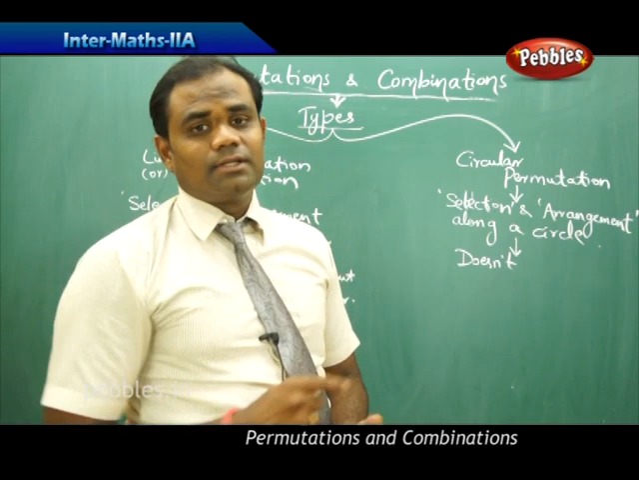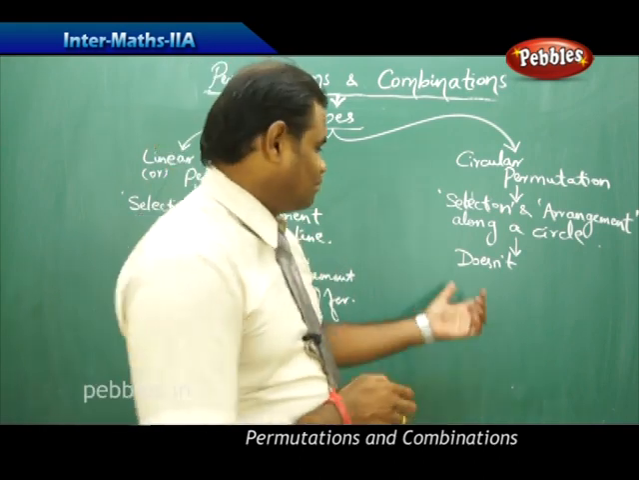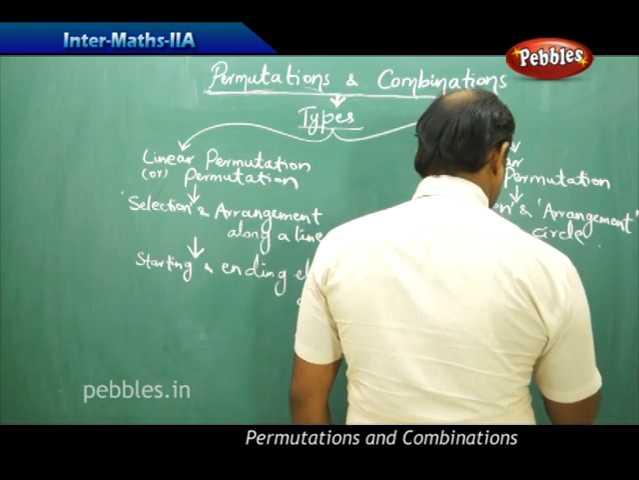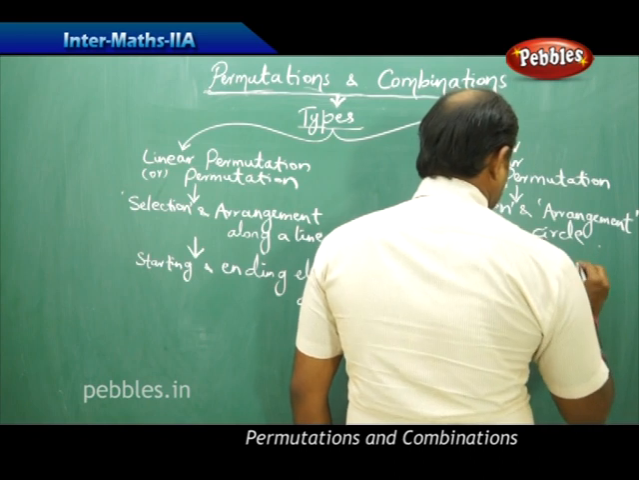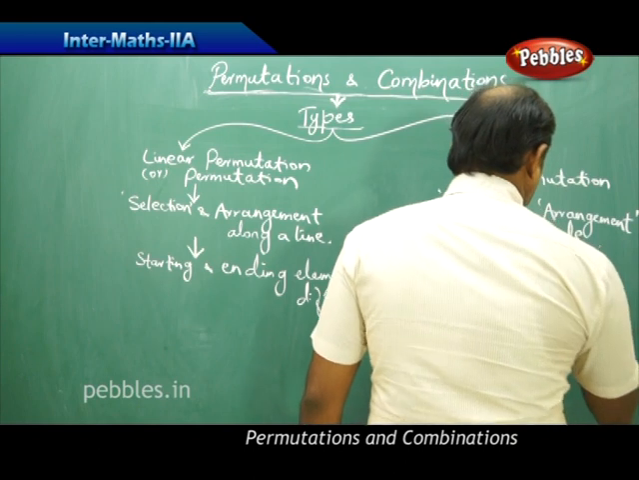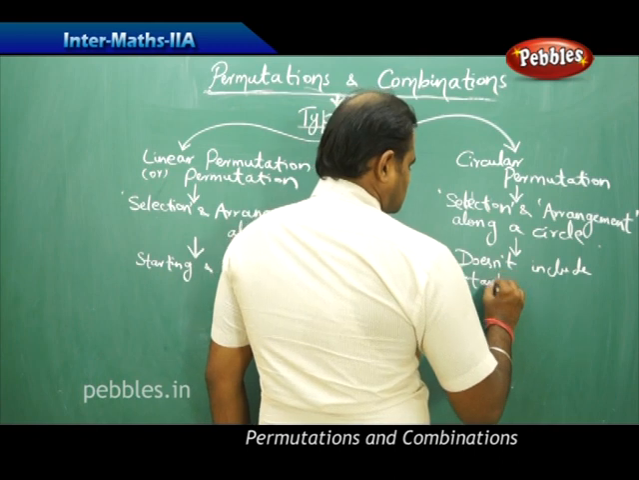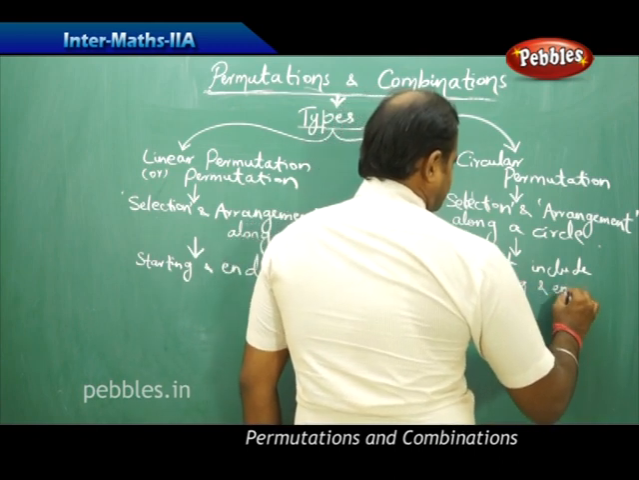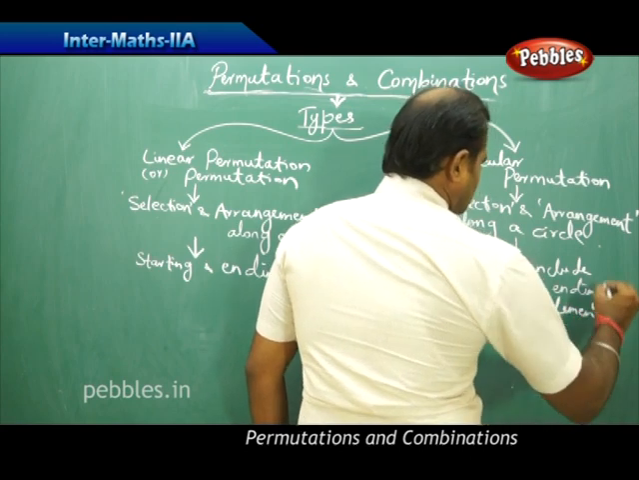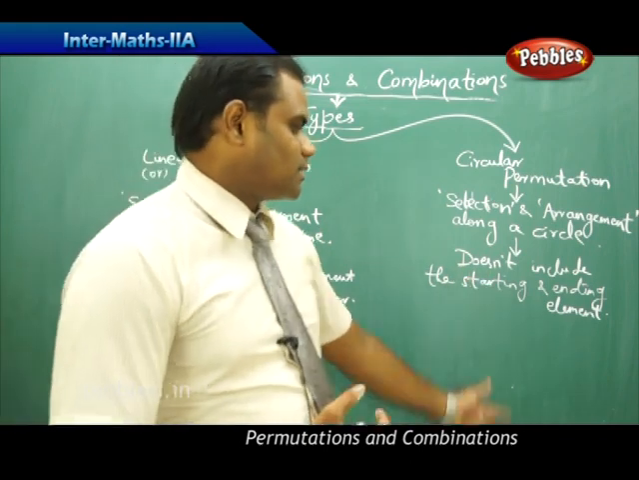It is a continuous circle which circulates back as a cycle, so it doesn't include the starting and ending element along the circle. We have a cycle which is continuous, but we don't know which is the starting and ending element.